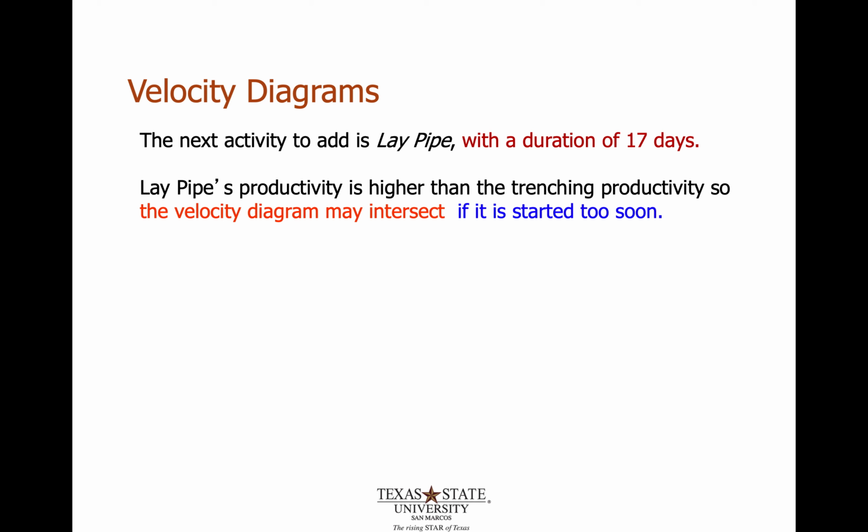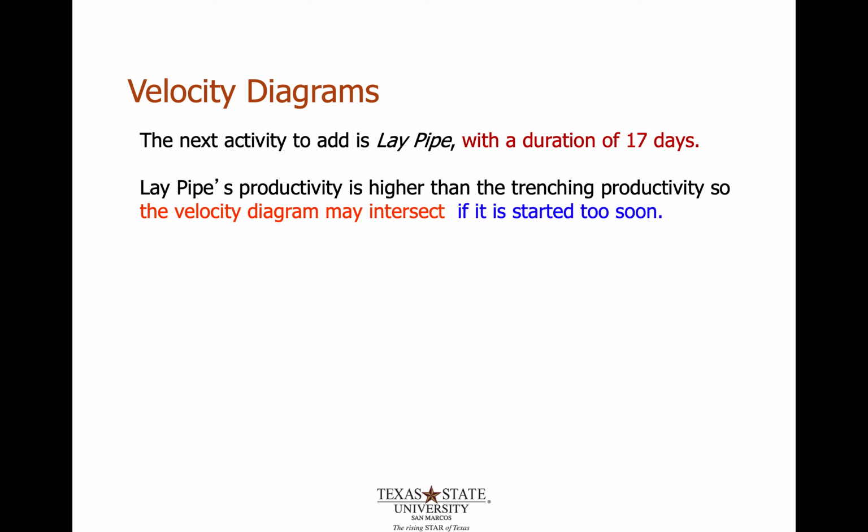So I'm going to continue on to the next activity. The next one is lay pipe. This one has a duration of 17 days. This production is higher than the trenching productivity because these pieces of pipe could come up to 40-foot lengths, and so that means that the activity can go real fast. So knowing that this one goes real fast and the previous one goes real slow, this is where we could easily have an issue where they would definitely intersect.